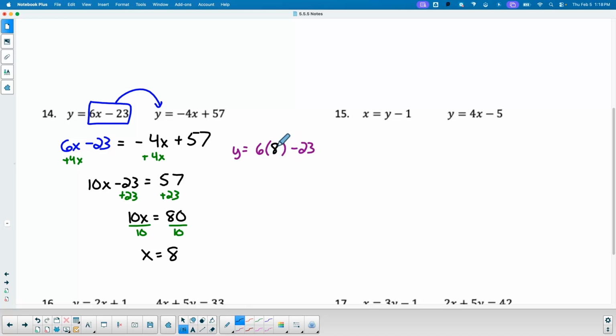I'm going to plug it into the left one. 6 times 8 is 48. 48 minus 23 is 25. Yep. And negative 32 plus 57 is also 25. That works out. So my answer here is 8, comma 25. Okay.